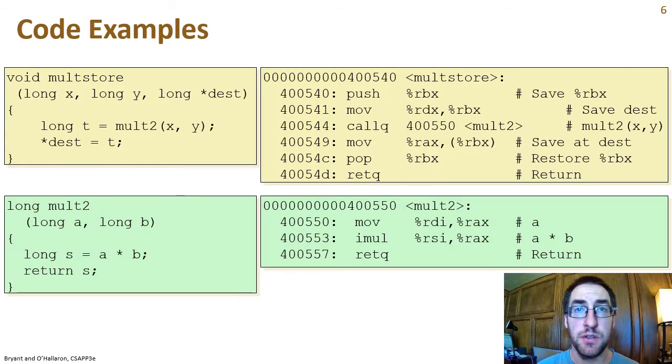Here are two procedures we'll use to explain the general idea. The multstore procedure has 3 input parameters, 2 longs and a long pointer. It makes one procedure call and it has no return value. It calls the mult2 function, which takes 2 long arguments and returns a long. The disassembly is shown, and we'll walk through how it works.